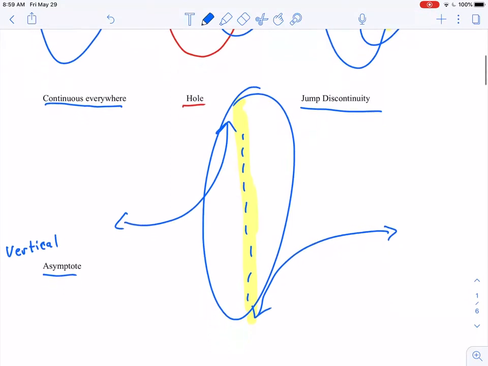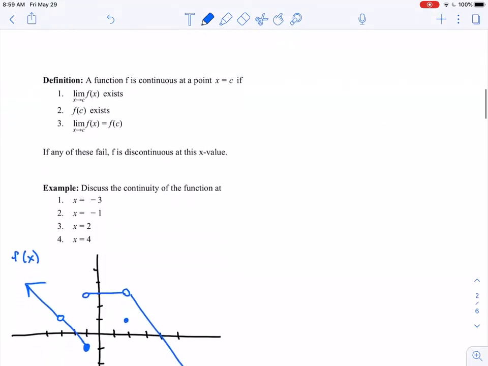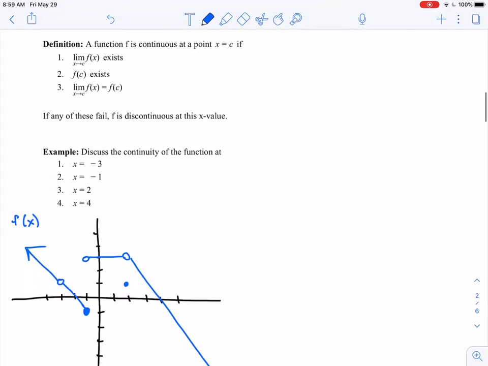And for that, we need a more precise definition. So now we're going to talk about continuity at a point. It says a function f is continuous at a point x equals c. Here c is just a stand-in for any number. If, first of all, the limit as x approaches c of f of x exists. So the limit has to exist at that x value.